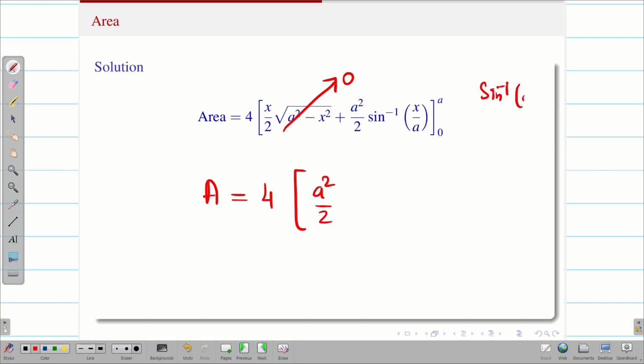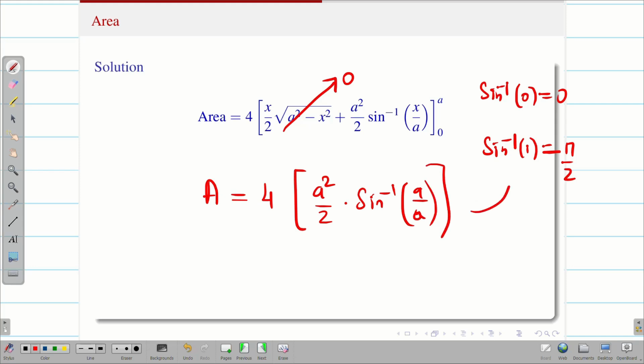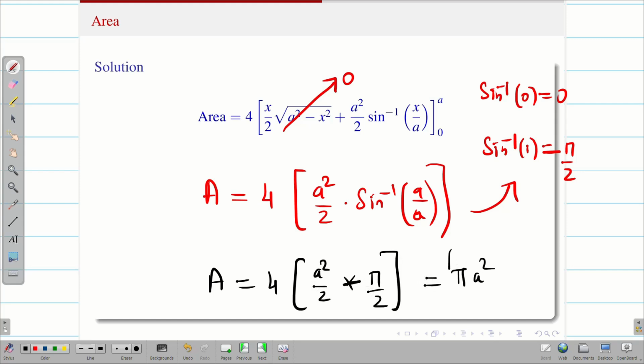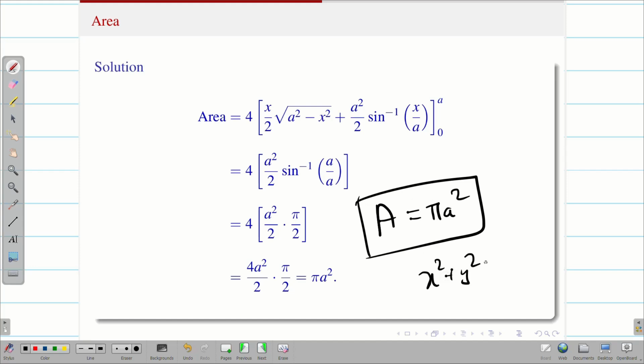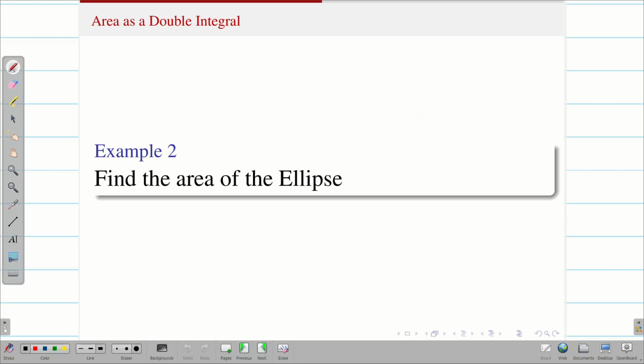We know that sine inverse of 0 is 0 and sine inverse of 1 is 90 degree. So I can write sine inverse of a by a, it's going to be sine inverse of 1. Therefore, my area is going to be 4 times a square by 2 into pi by 2. So 4 get cancelled. We'll be getting pi a square. How easy it is. That's it, students. So we found the area of circle is pi a square, provided the circle with center 0, 0, radius a. Done. In the similar way, find the area of the ellipse.